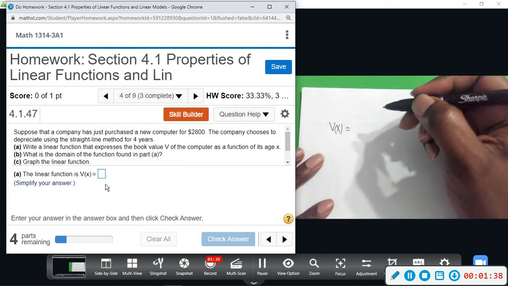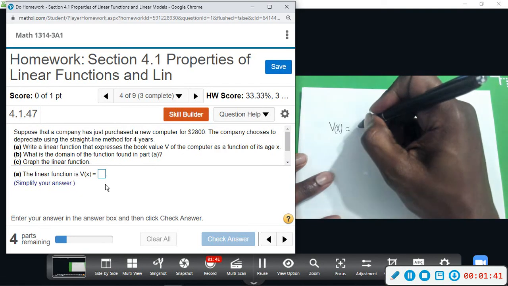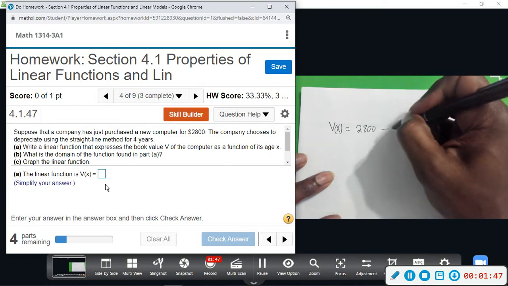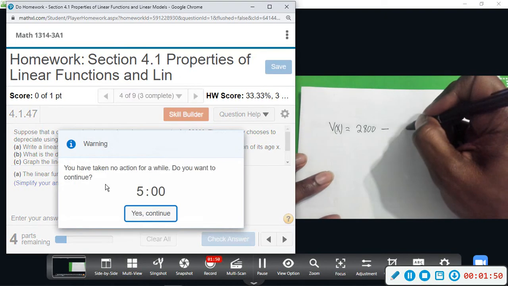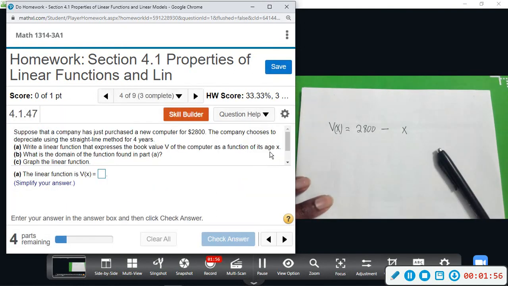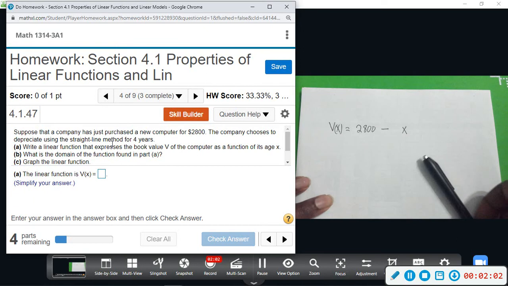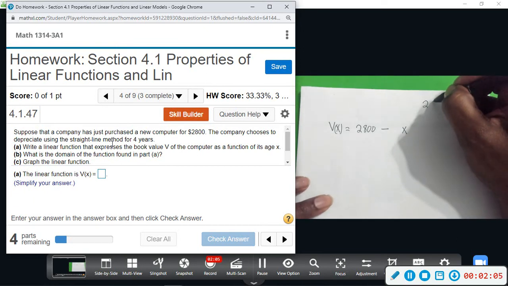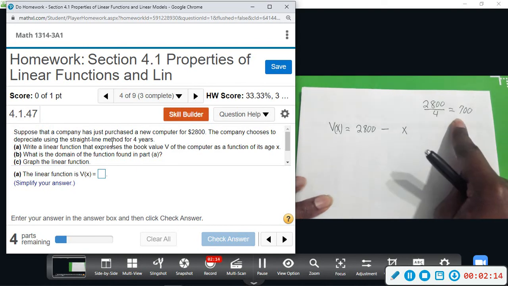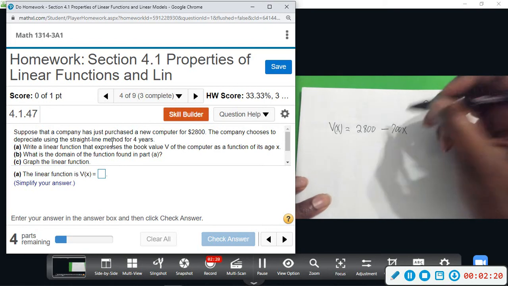equals, and I'm going to rewrite it in slope intercept form, but I'm going to write it as the 2,800 that it cost minus some amount of money times x, where x is the number of years. X is its age. So for 4 years, what we're going to do is take this 2,800, divide by 4, and that will give us 700. So that means this computer will go down in value $700 per year. So we're going to say 700x.